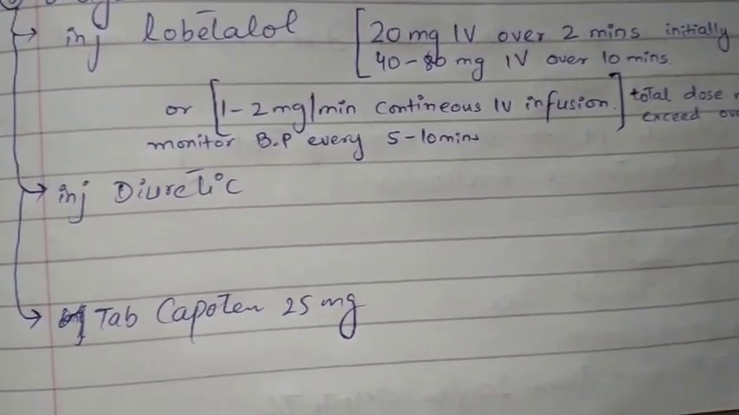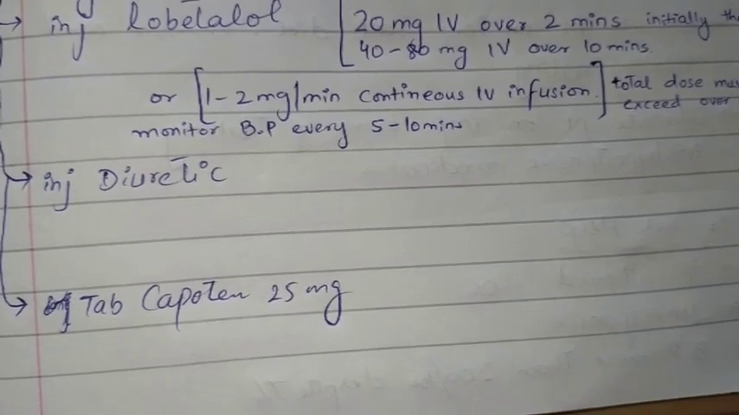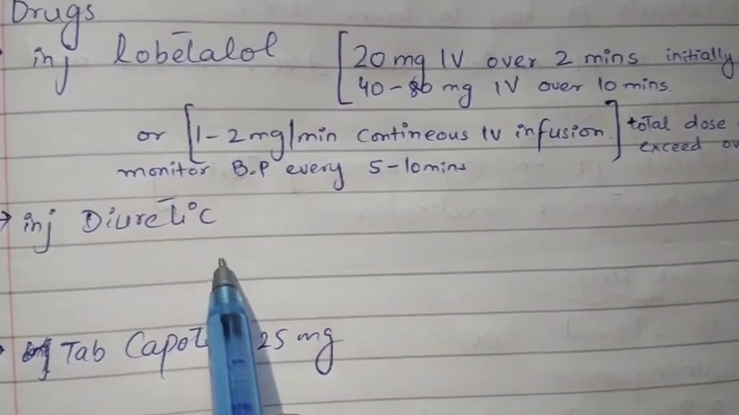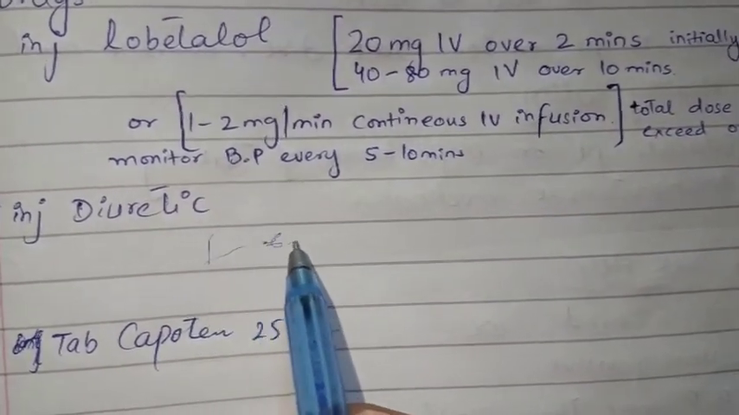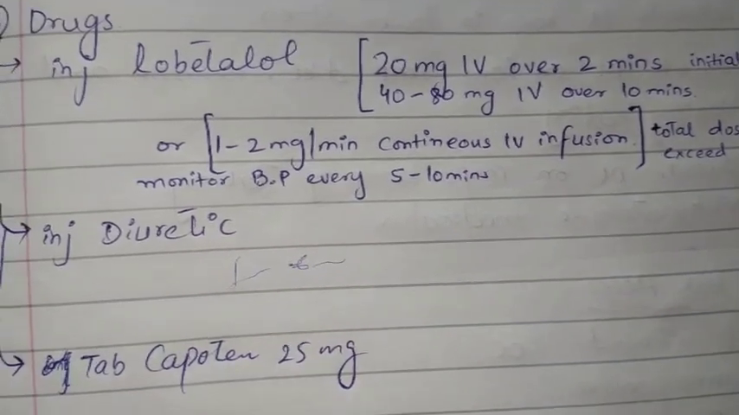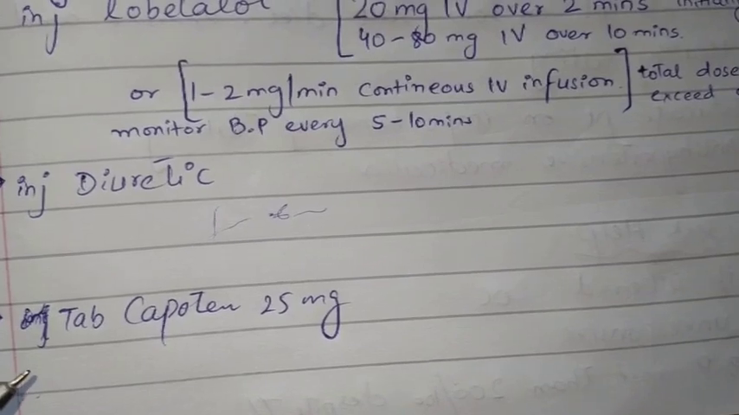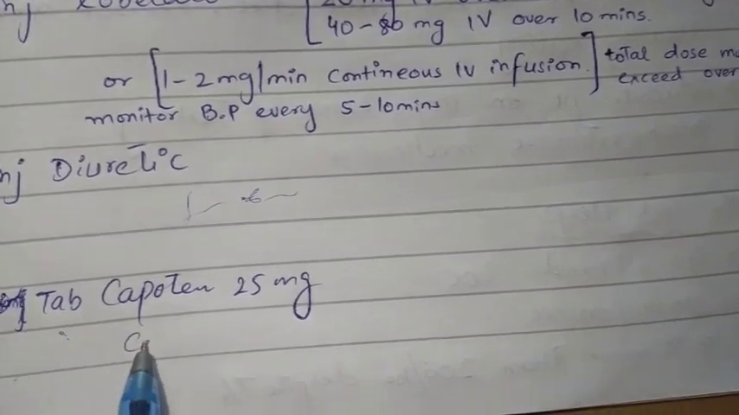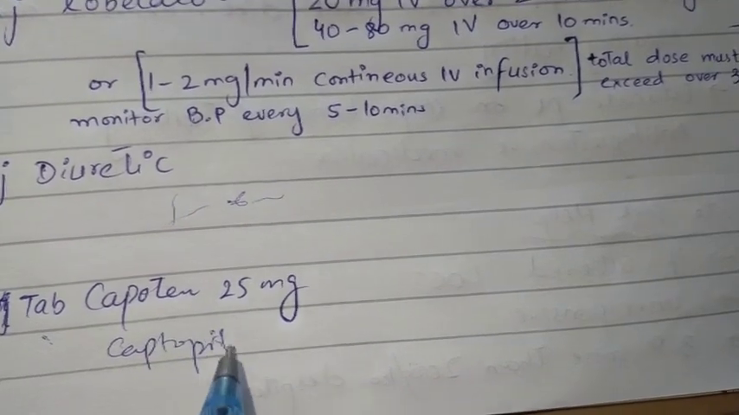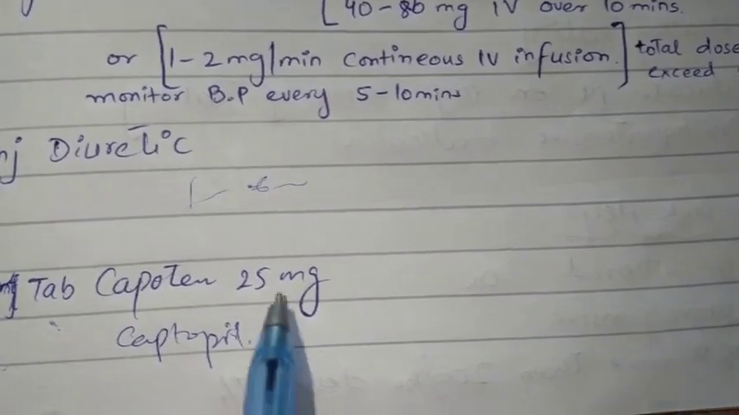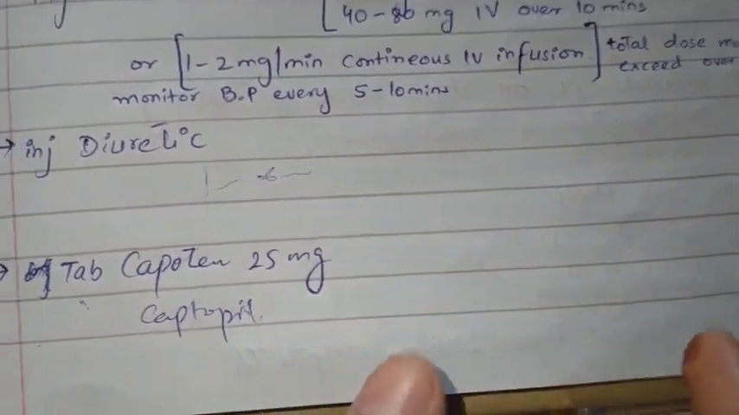Then the other thing is diuretic. We can give an IV diuretic to the patient, like furosemide 60 mg. And the other thing is, if the patient is conscious, then tablet Capoten, generic name captopril. Ask the patient to take this medicine, which is 25 mg.